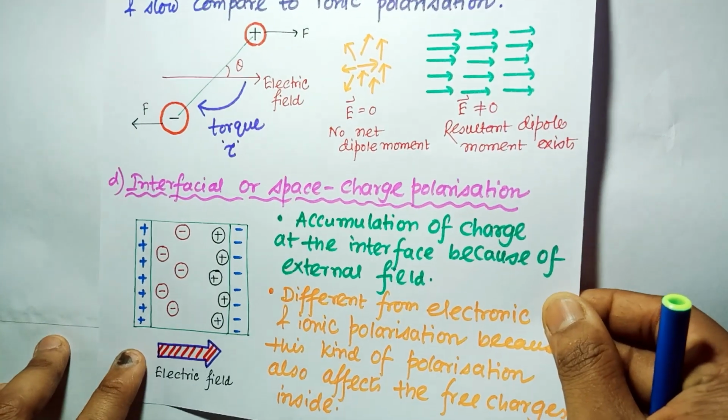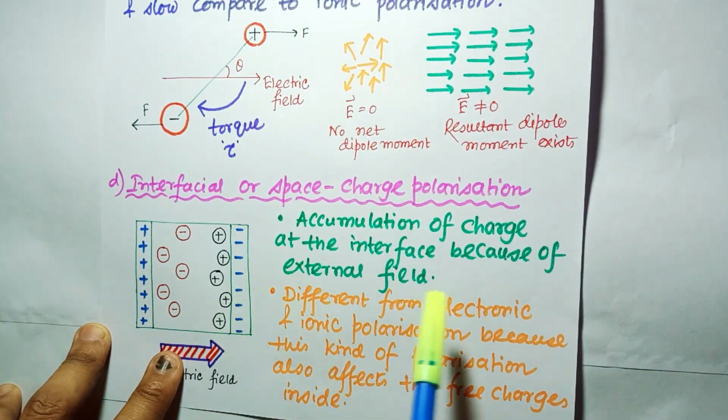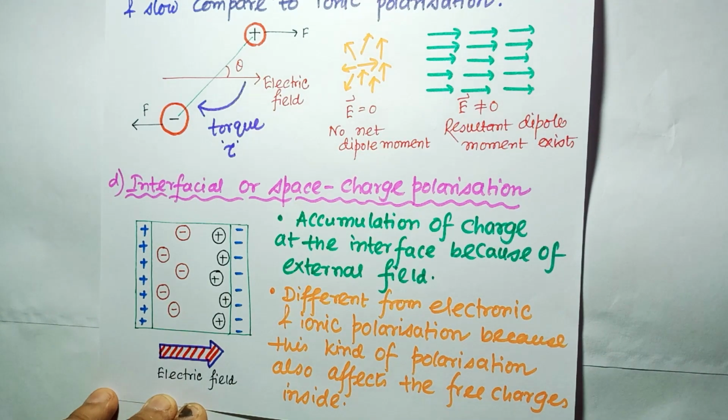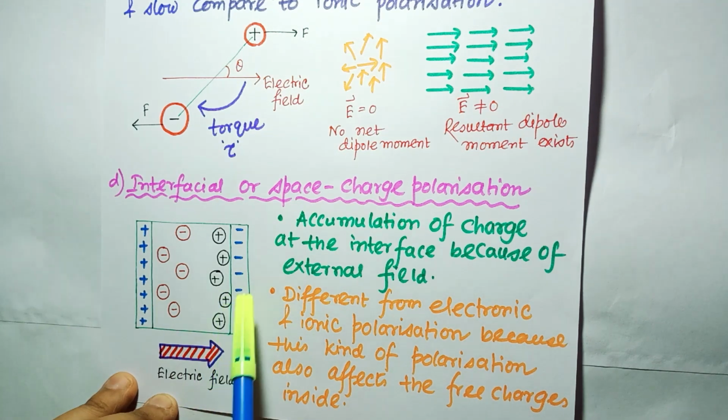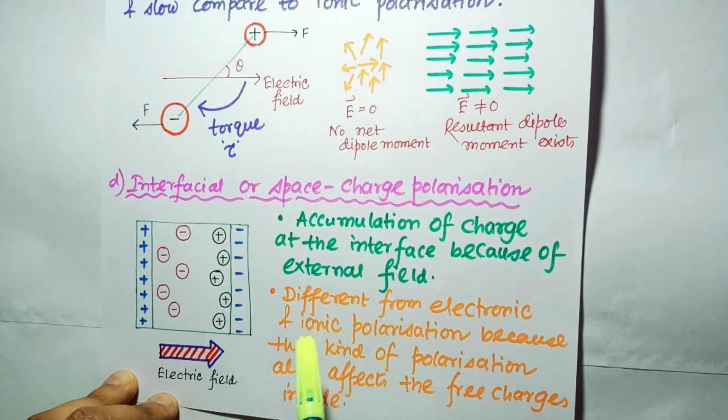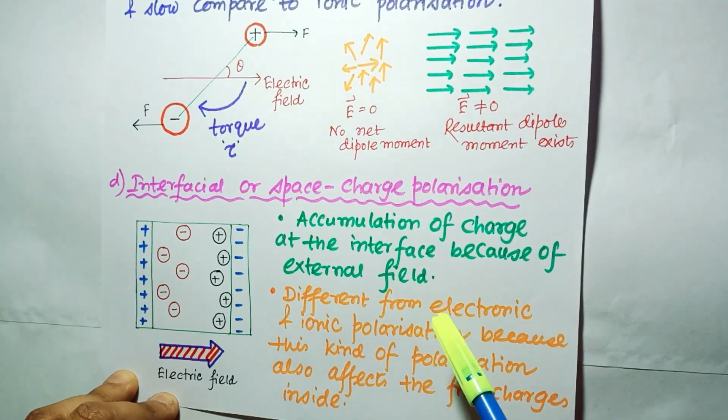The next one is interfacial or the space charge polarization. This kind of polarization occurs when there is accumulation of charge at the interface. Suppose we place one dielectric material in between two electrodes. You can see I placed here one dielectric material in between two electrodes. Interfacial and space charge polarization is different from orientational and ionic polarization that we have discussed before, because in this kind of polarization, there are also free charges involved along with the bound positive and negative charges.